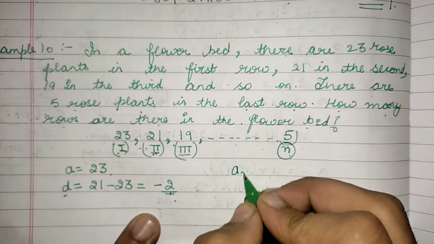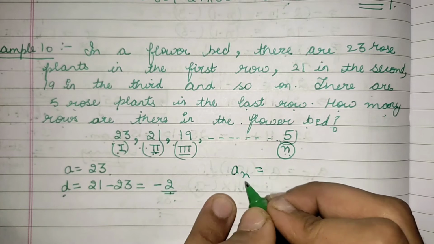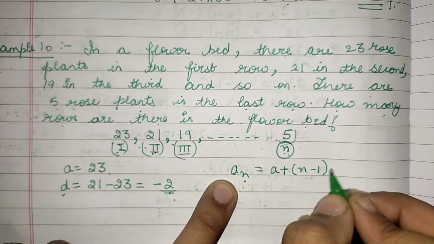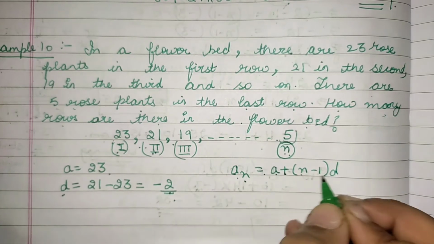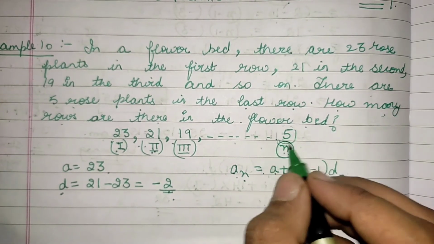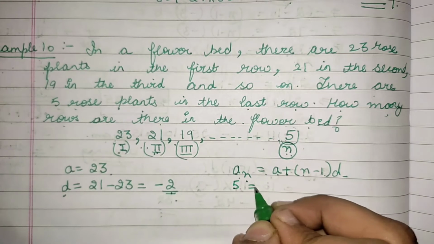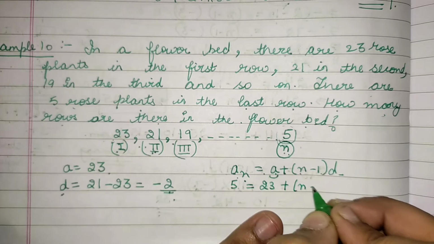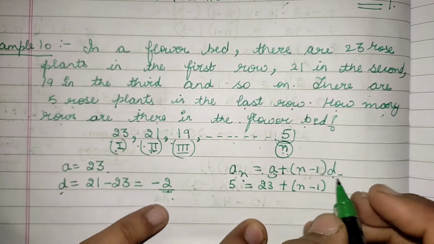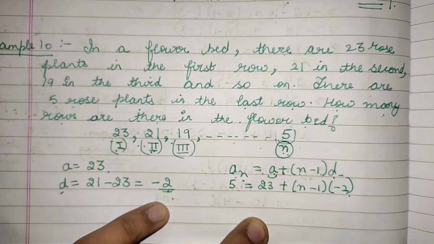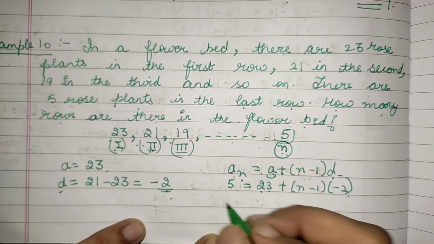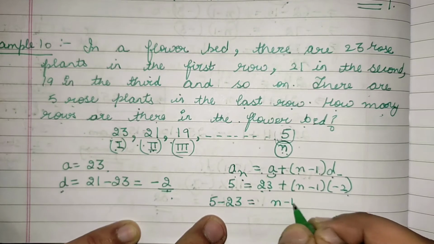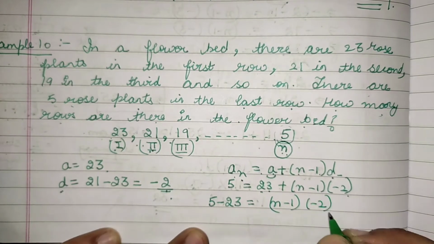Now if I have to find out the value of n, then which formula can I use? I can use the general formula, which is an is equal to a plus n minus 1 into d. So nth value is 5, a is 23, plus n minus 1 into d, where d is my common difference, minus 2. So this 23 is positive, so I will get a negative sign here, n minus 1 into minus 2.